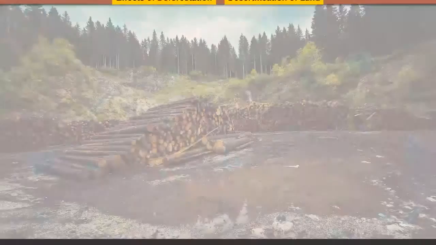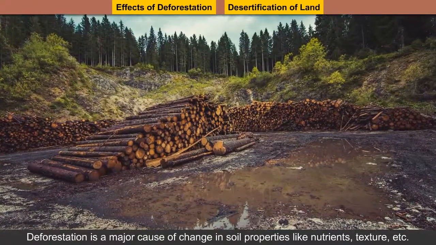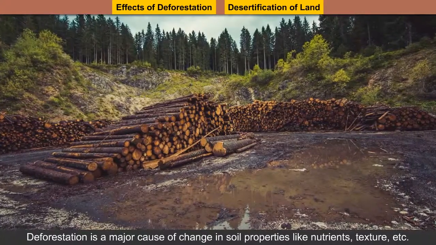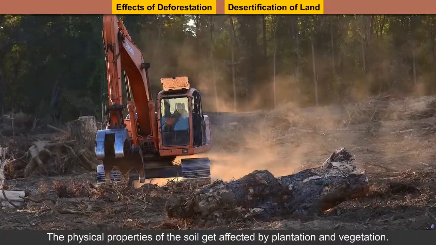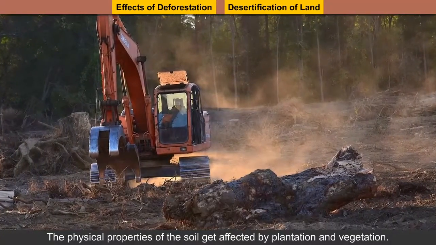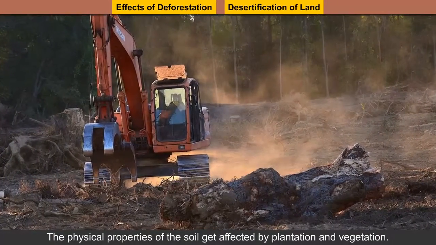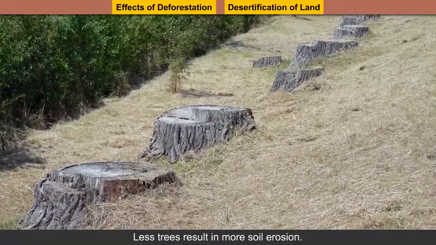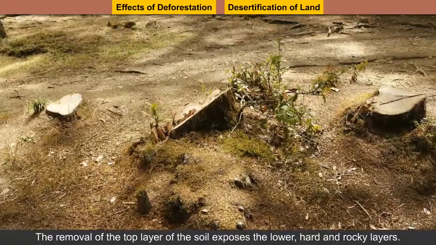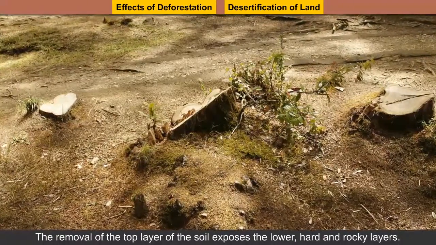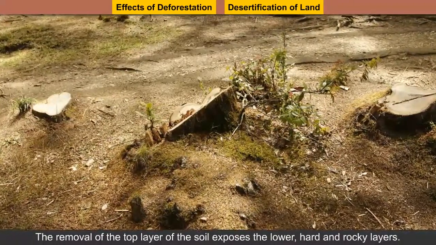Desertification of land. Deforestation is a major cause of change in soil properties like nutrients, texture, etc. The physical properties of the soil get affected by plantation and vegetation. Fewer trees result in more soil erosion. The removal of the top layer of the soil exposes the lower, hard, and rocky layers.